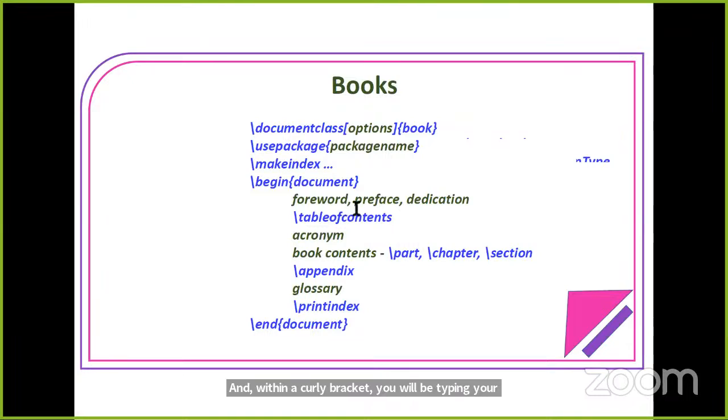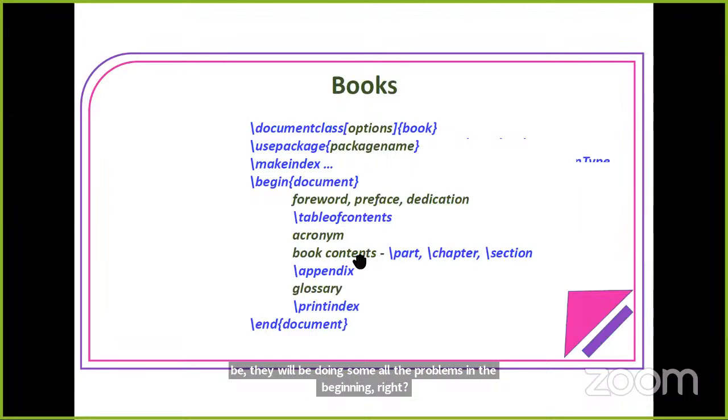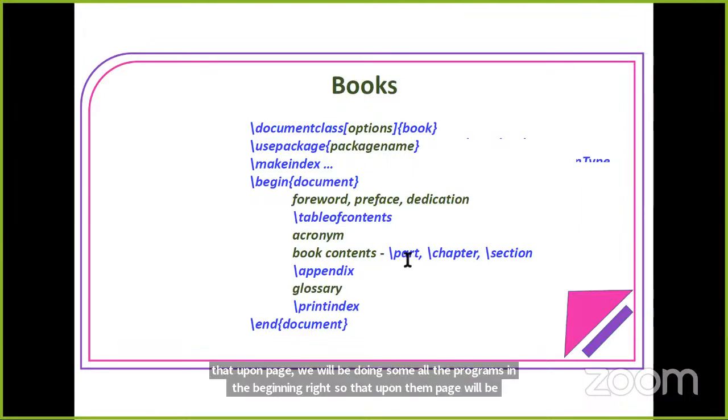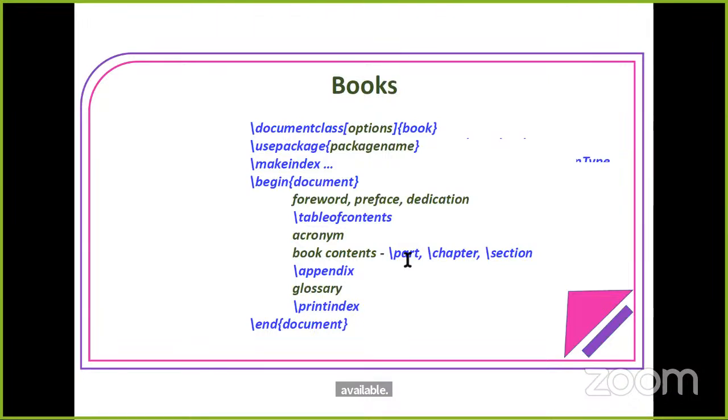And we will be having prefaces, dedication pages, and forewords pages available. After that, we will be having a table of contents, which I have told earlier, and some acronyms. Suppose we are using wordings like WHO, World Health Organization, then we will be listing all acronyms in the beginning, right? So that acronym page will be available. After that, the book contents will be available. There is part one, part two, like that. For example, part one is anatomy, and part two will be physiology.